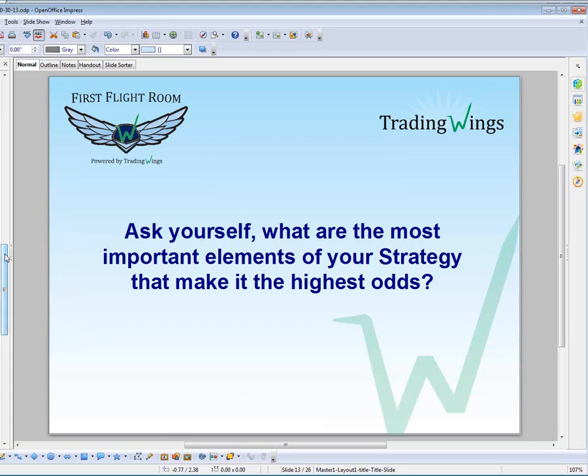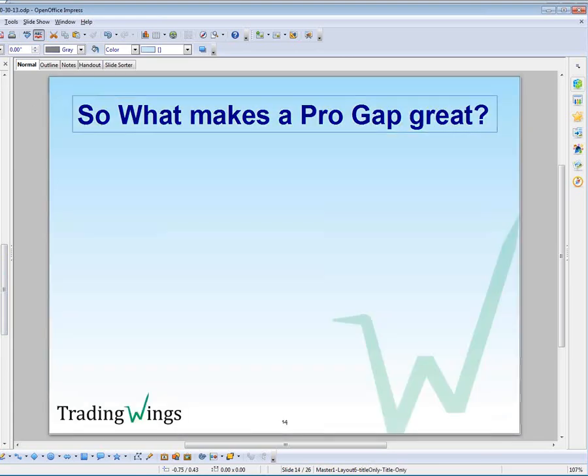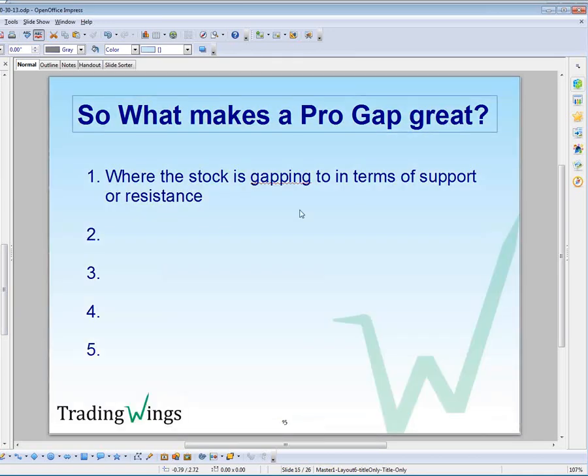So the first thing would be, in this example, since we're using pro gaps to rate, what would make a pro gap great? Number one, and how to rate it for me, is where is the stock gapping to in terms of support or resistance? So if we're wanting to go long, Lori, if we want to go long, and there's two pivots above, why is it important to know where the resistance is above? Any thoughts? And you can say DK if you don't know.